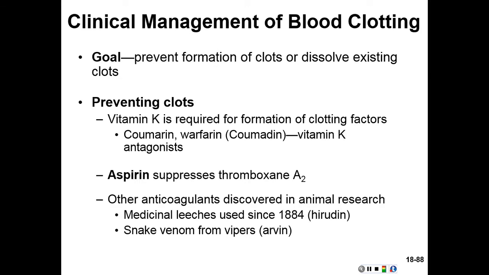Preventing clots, we have vitamin K, Coumadin, warfarin. These are things that act as anticoagulants. Aspirin suppresses thromboxane A2. Again, aspirin is one of those things that helps to thin blood, to help cut down on clotting.